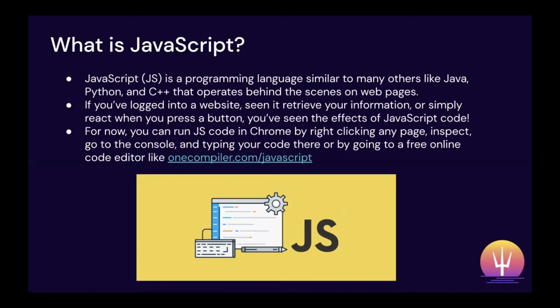So unlike C and Java, JavaScript is an interpreted language, which means that it's not going to catch any errors for you, and you just have to run it to check if any bugs are in your program. And unlike Python, which you can run as a script, JavaScript isn't going to be very practical unless you also know HTML. So if you've logged onto a website ever, had it retrieve your information, or even just pushed a button, then you've seen the effects of JavaScript code running.